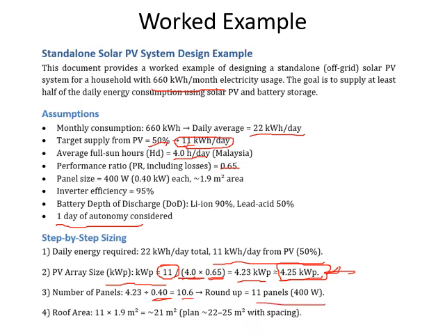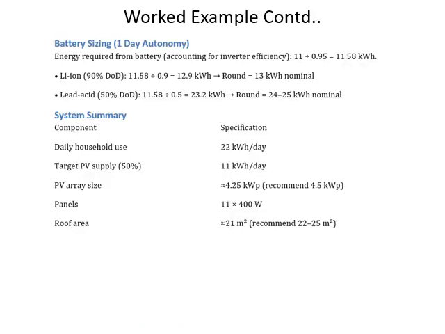Okay. Then the roof area I require: each panel is 1.9 meter square, multiplied by 11. I will need approximately 21 meter square of roof area, but we always keep some space for properly installing them, so we can plan for slightly higher than that, 22 to 25 meter square with spacing. So we have seen how many panels we need and how much area is needed.